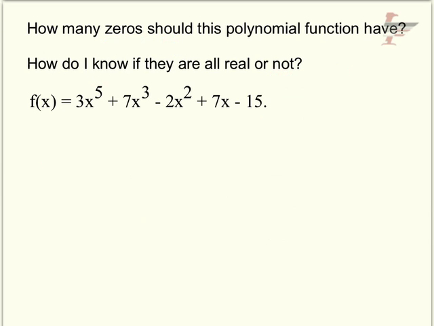Okay, last one. How many zeros should this polynomial function have? You should have this, excuse me. So it's a 5th degree function, so I know that I should have 5 zeros. How do I know if they're real or not?